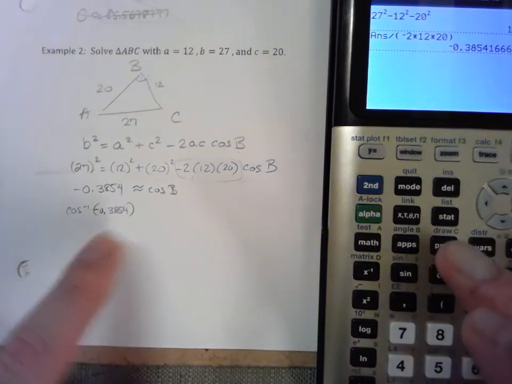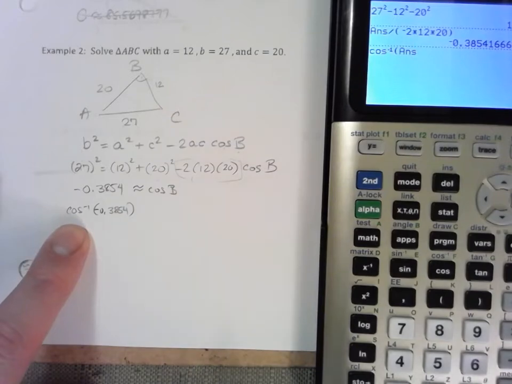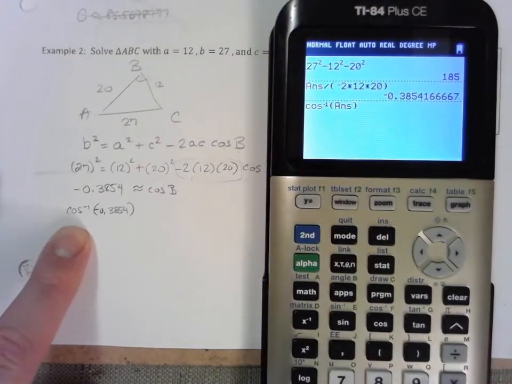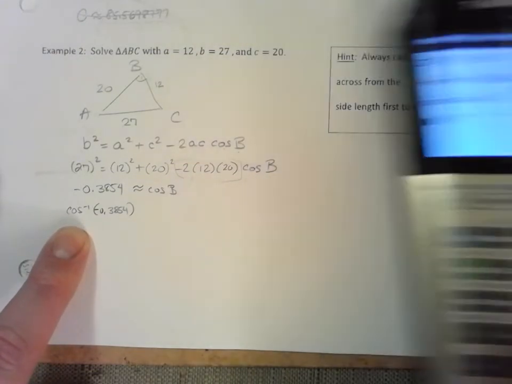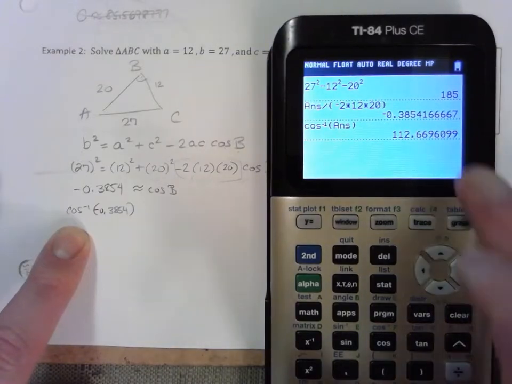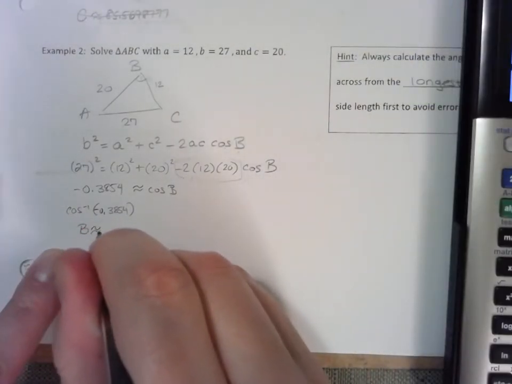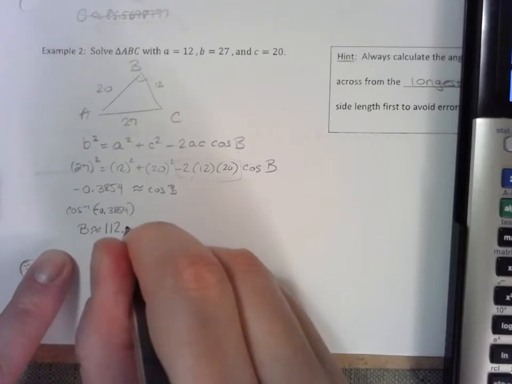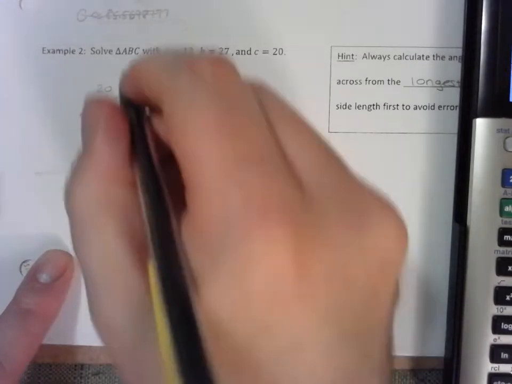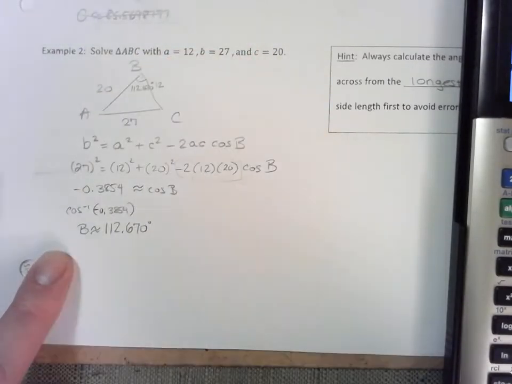So let's do the second cosine, or cosine inverse. Let's use the full answer. So using that trick that I talk about often, we're going to take the cosine inverse. We get this obtuse angle. It's approximately 112.670. So that means the measure of angle B is approximately 112.670 degrees.